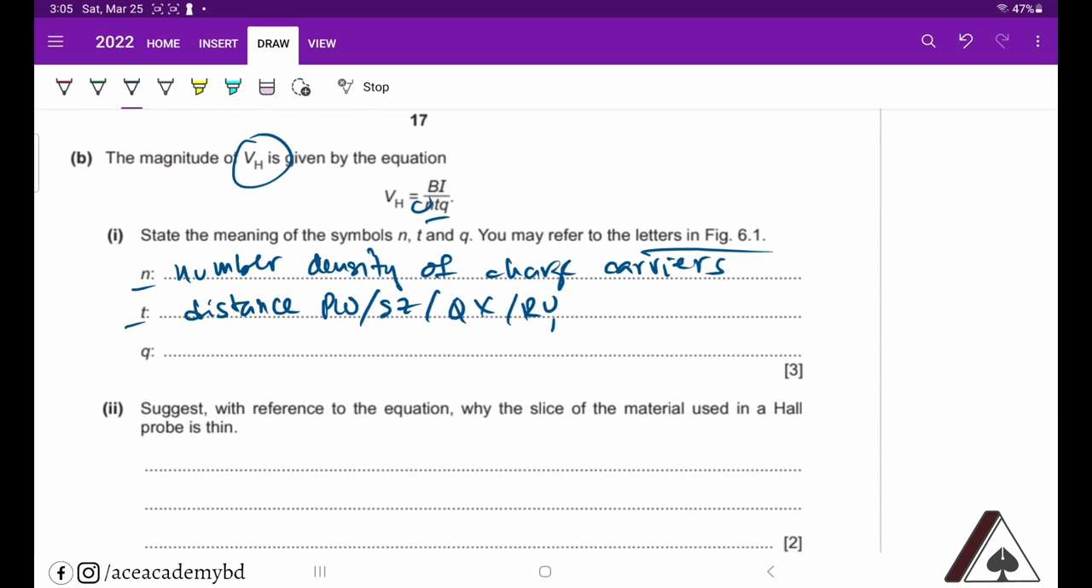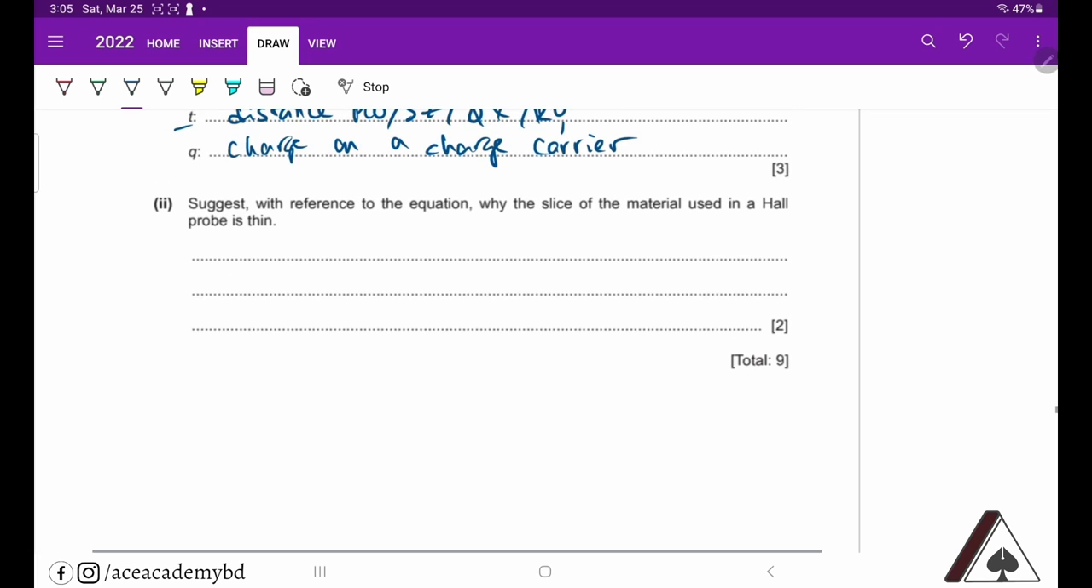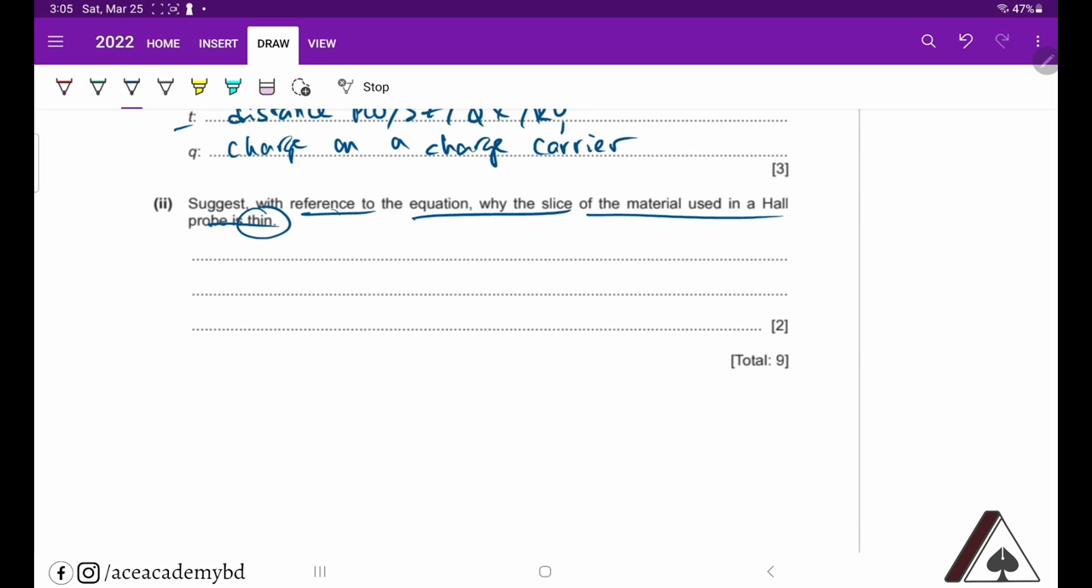Now Q is basically the charge on a charge carrier, which can be electrons, which are negative, or holes. It can also sometimes be ions. That's a weird scenario to give, but even that can happen. But anyway, suggest with reference to the equation why the slice of material used in the Hall probe is thin.